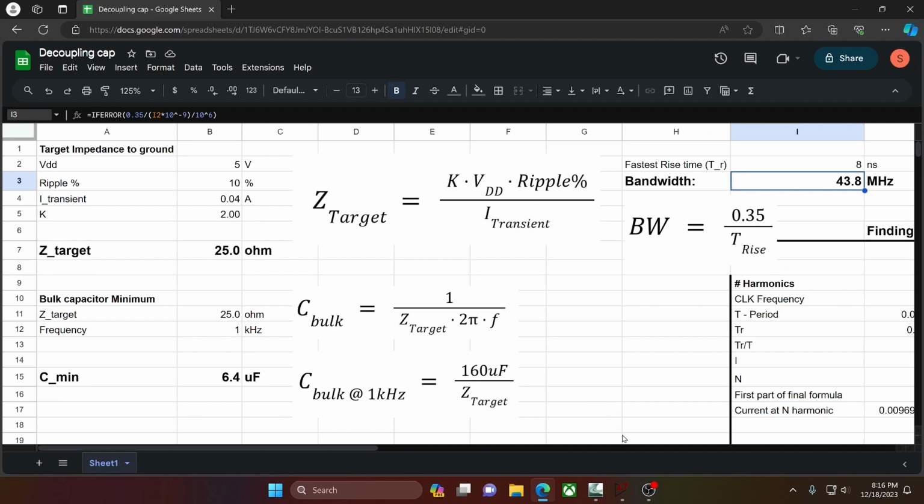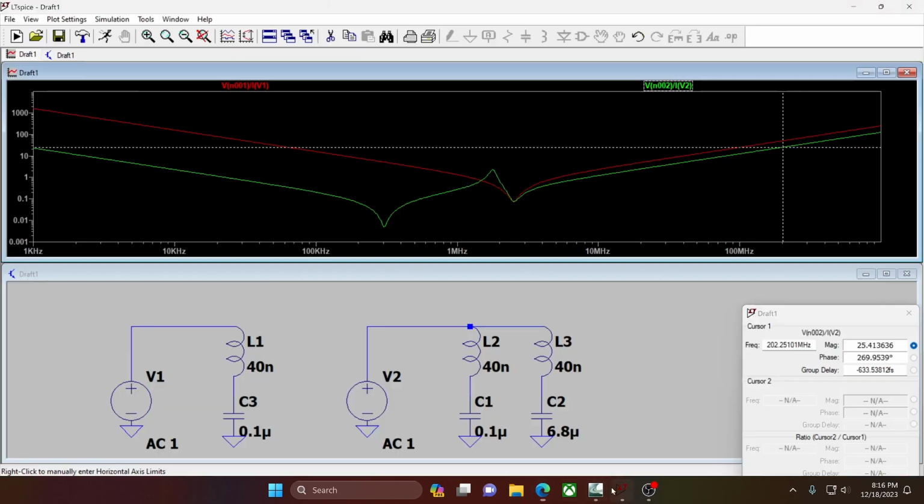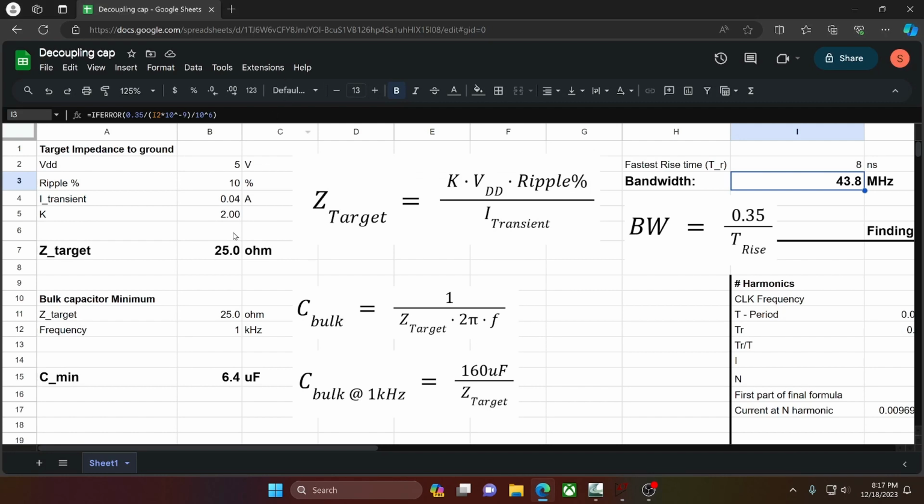All right, so what have we learned today? We've learned some formulas. We've learned some graphs. Go small on the inductance. Go big on the capacitance. Definitely calculate your impedance target. And follow the impedance target. Love the impedance target. And calculate what you need for your bulk capacitance and do it.